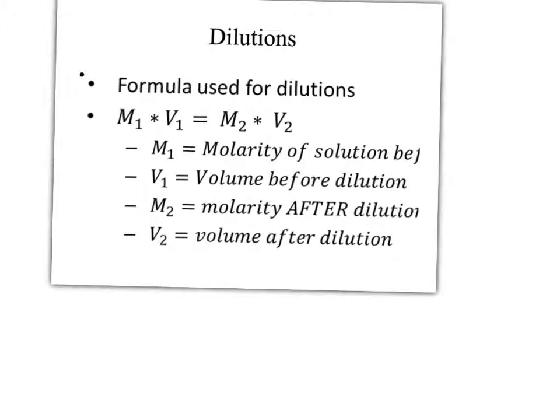Volume 1, V1, is the volume before the dilution. M2 is the molarity after the dilution, and V2 is the volume after the dilution.